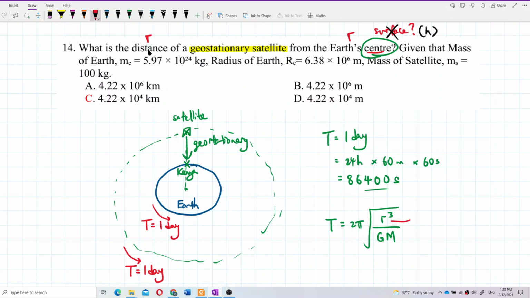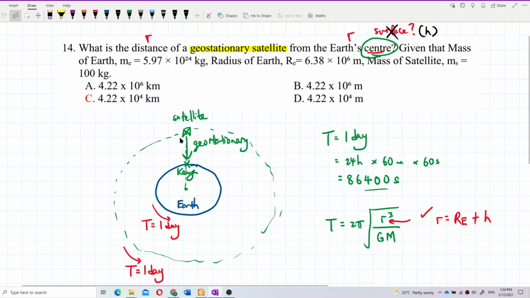So which is this one? This one is correct, the R. The R is actually the radius of Earth plus H. But we don't need to bother about the H anymore, because we can directly find the R from this equation. No need to find the H anymore.